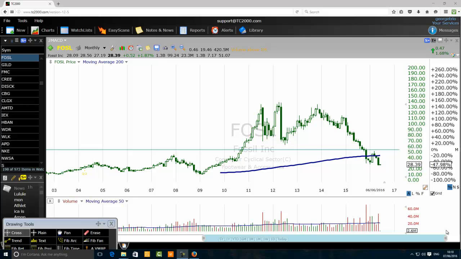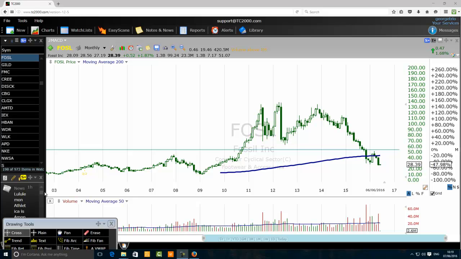How to avoid Elliott wave analysis mistakes. We're going to start analyzing this stock, Fossil Incorporation, EPIC FOSL, Foxtrot Oscar Sierra Lima. And we want to share with traders how one can avoid Elliott wave analysis mistakes.